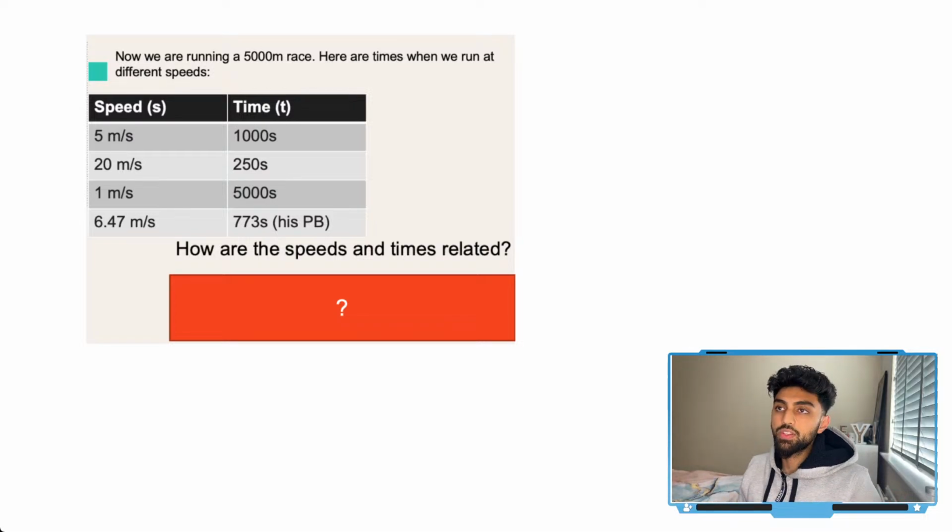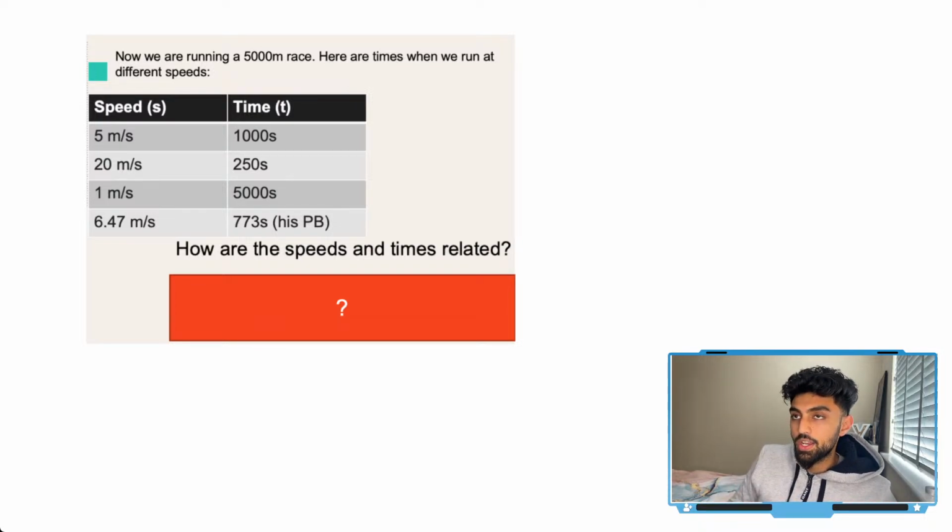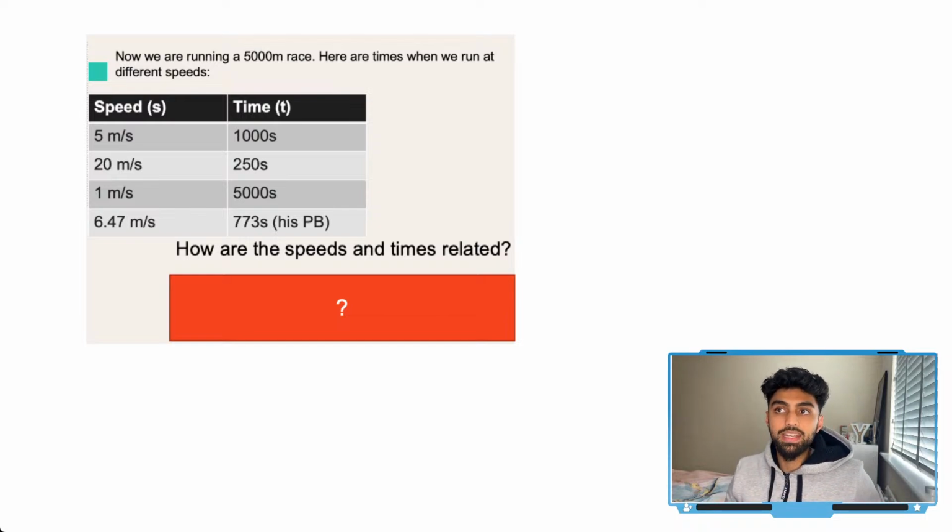Okay, so now we're moving on to inverse proportion, so I'm going to give you a bit of context surrounding that. Presume we're running a 5,000 meter race, so 5 kilometers, and here are the times in which we complete that race when we run at different speeds. When we run at 5 meters per second, our time is this. When it's 20, our time is this, and so on and so forth. This makes sense, right? Because if you're running at 1 meter per second and you're running 5,000 meters, you would expect to run it in 5,000 seconds.